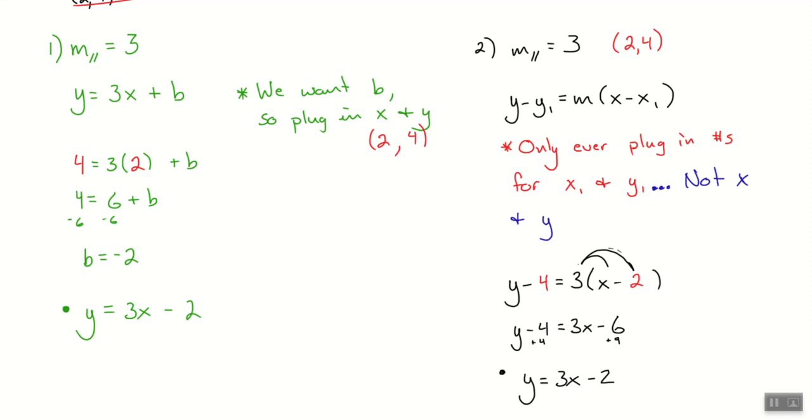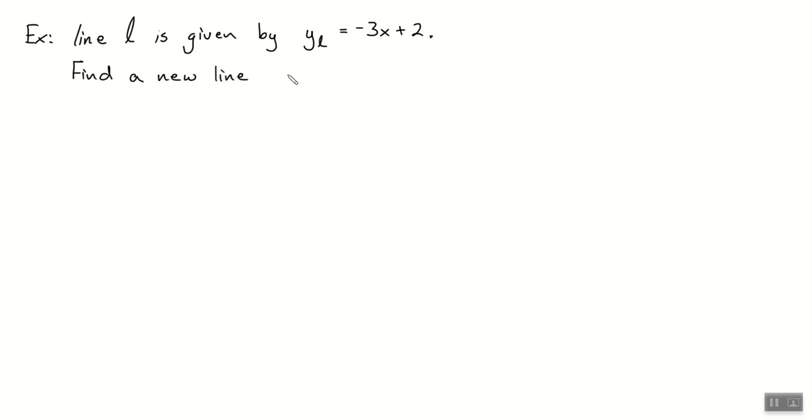Cool. All right. Last one. Example. I want you guys to work with one another. I'm going to give you a head start on it. I'm going to say that for this, line L is given by, and I'm going to write y sub L just to keep stuff straight. Y sub L is the equation negative 3x plus 2. Okay, what I want us to do is to find a new line. We're going to find a new line. And what should we name this new line?